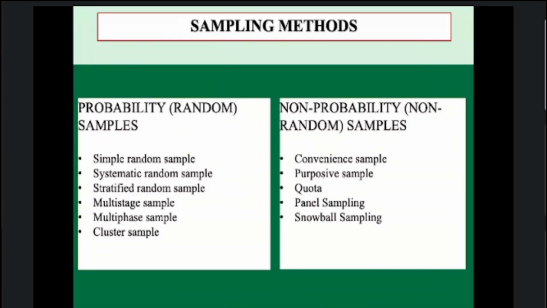Okay, so if you do not have the list, you cannot use probability sampling. If you have the list, you follow probability sampling. If you do not have the list of the total target population, please go to non-probability sampling.